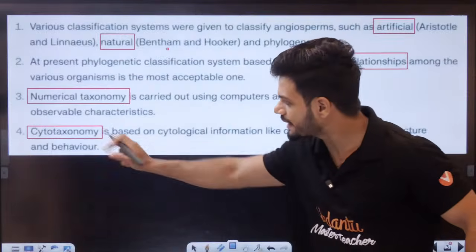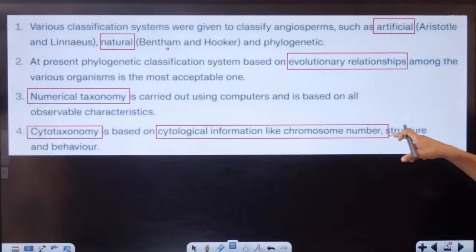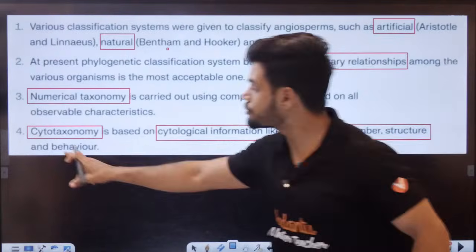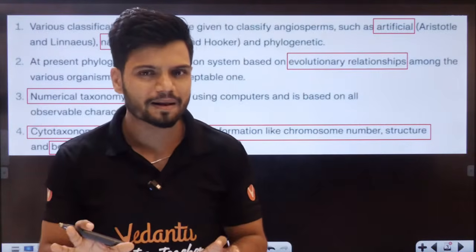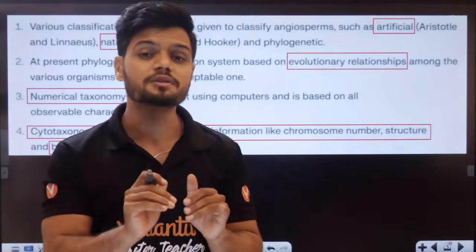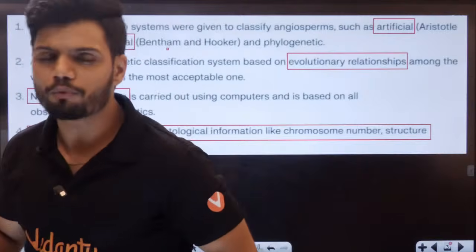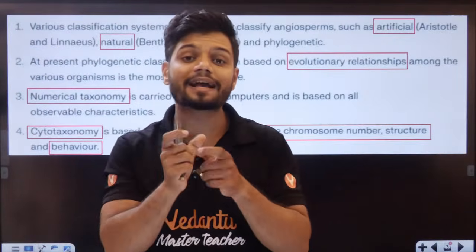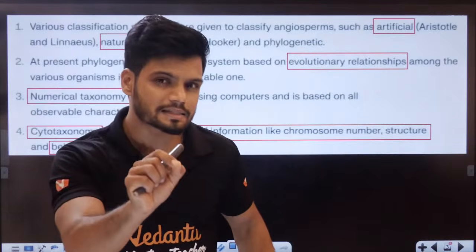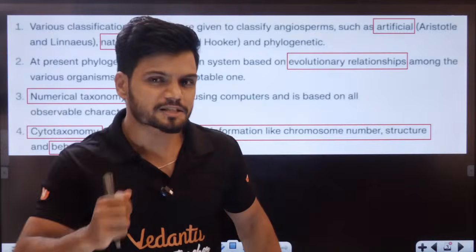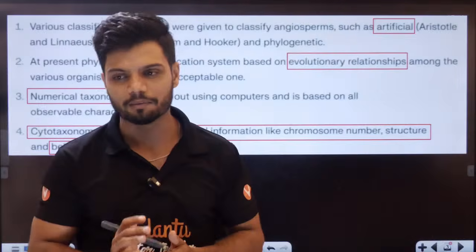So cytotaxonomy is based on cytological information like chromosome number, chromosome structure and chromosome behavior. So it is very important. When fossil is present, we can use fossil. If fossil is absent, that time we have to go for an alternative. Chromosome behavior basically means the expression of a chromosome. Every single chromosome will have certain alleles and genes in it, and they will express in a certain way. So this expression can be compared. Clear all of you?